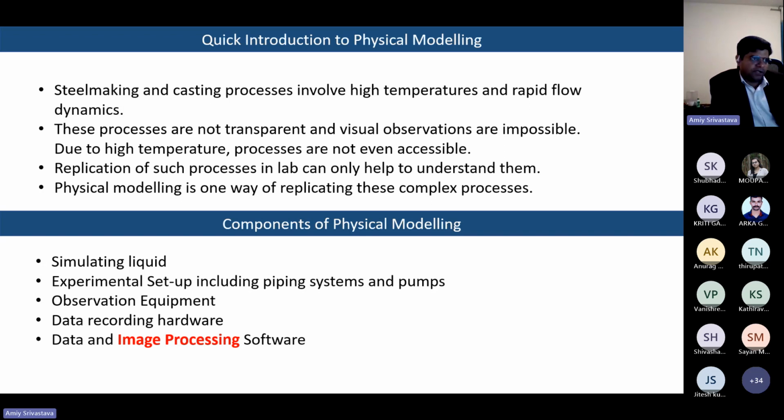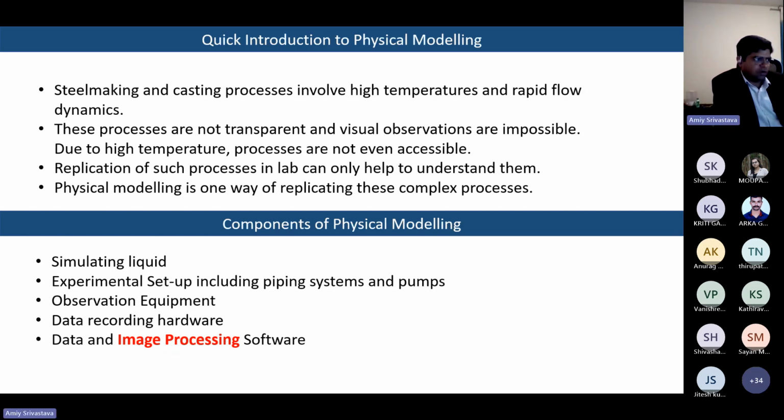This is not completely true, because if your process is too complex, I don't think that a physical model will be able to handle it. As soon as you increase the complexity of the process, I think you will not be able to solve it using physical modeling. So this sentence is partially true, I would say.